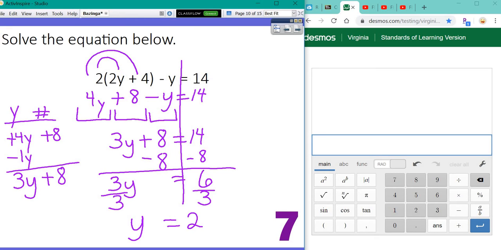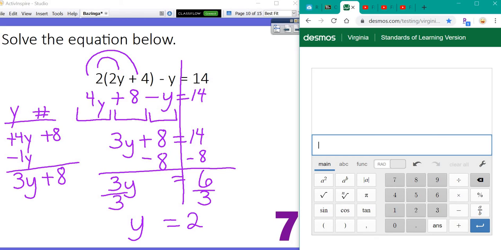Now, I need everybody to look at Desmos. Miles fell down. It's okay. Ouch. I need everybody to look at Desmos.